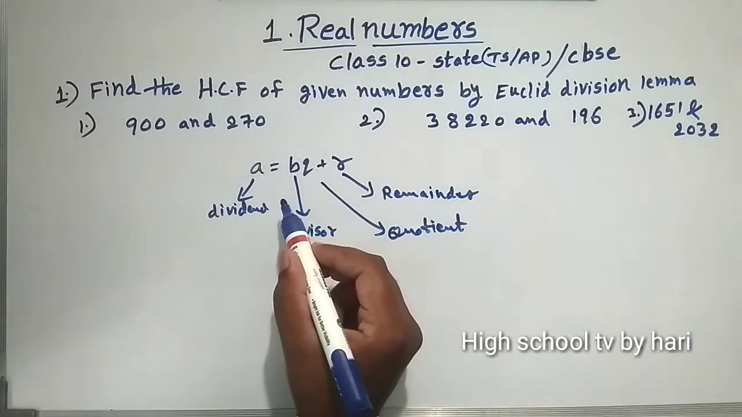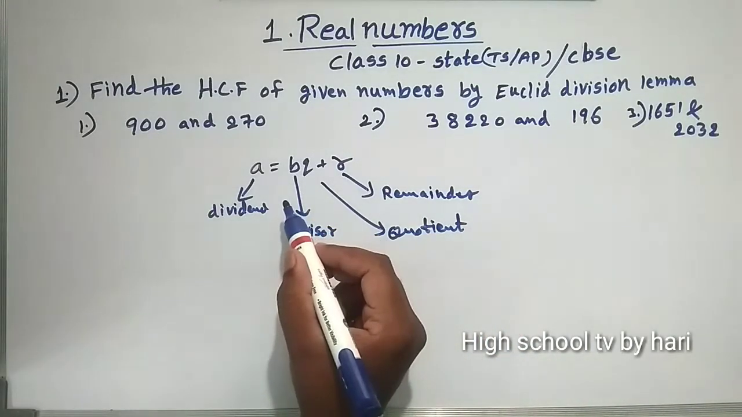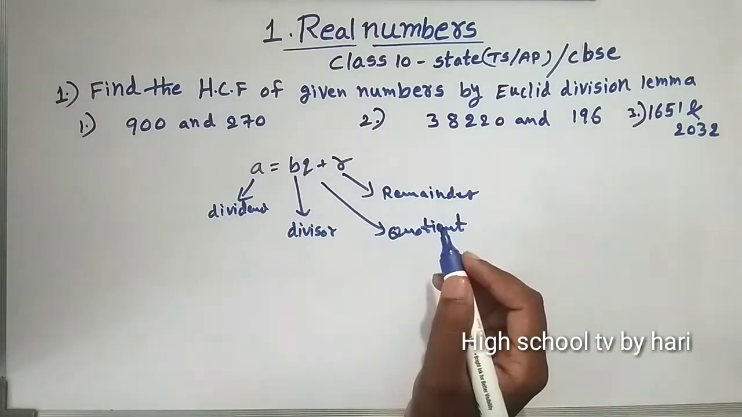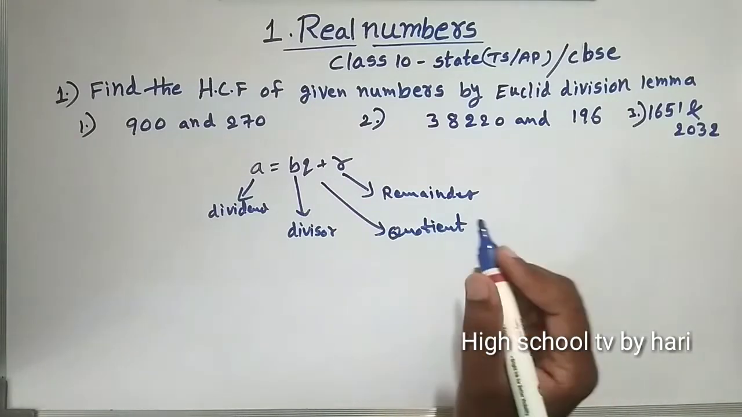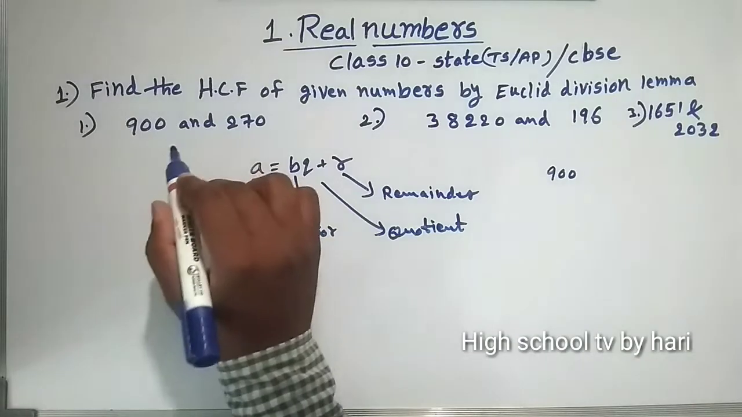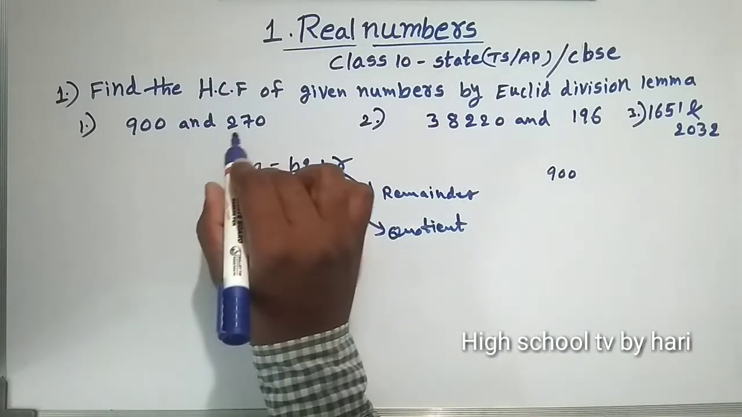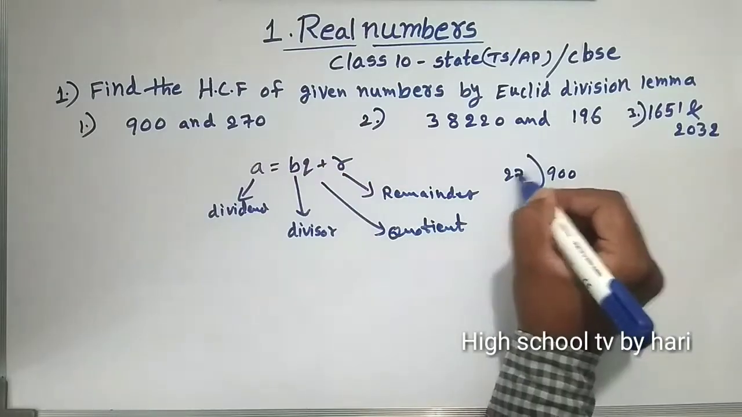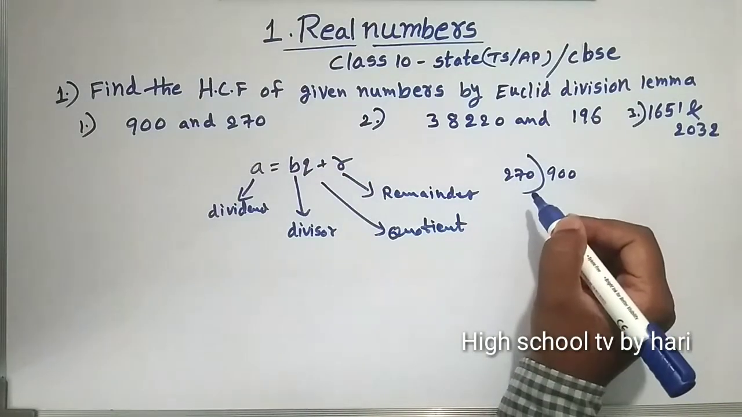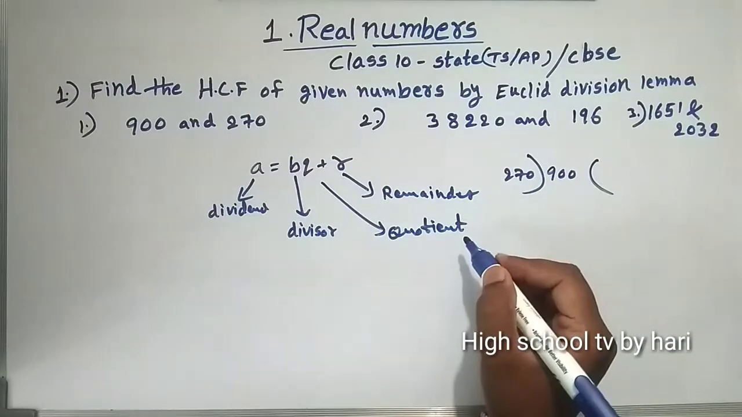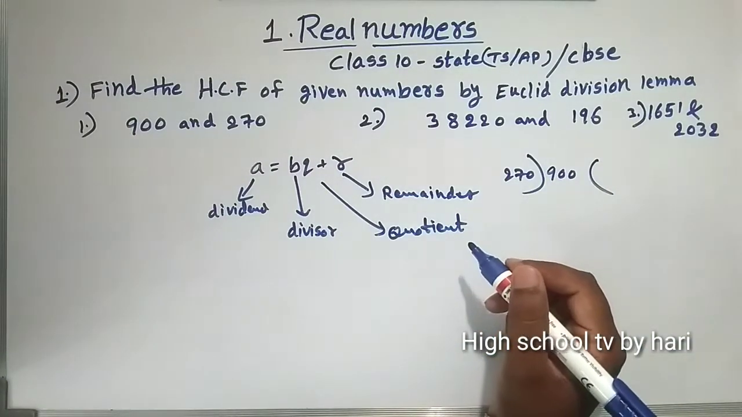This is also similar to finding the HCF by the long division method or actual division method. To find the HCF of 900 and 270, first we find the HCF by the long division method. What is the bigger number in these two? 900 is the bigger number and 270 is the smaller number. Take 270 as the divisor and 900 as the dividend. Now do the division and find the HCF.